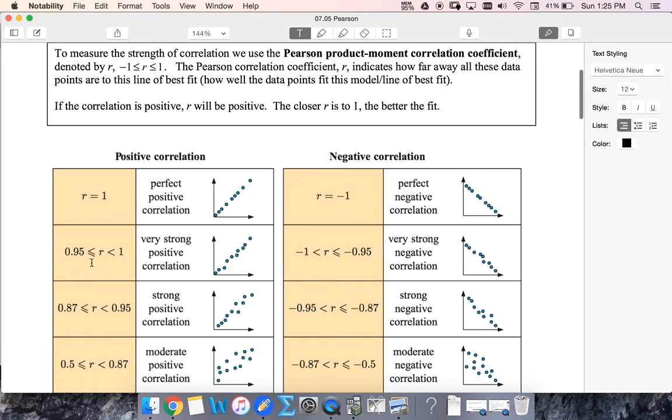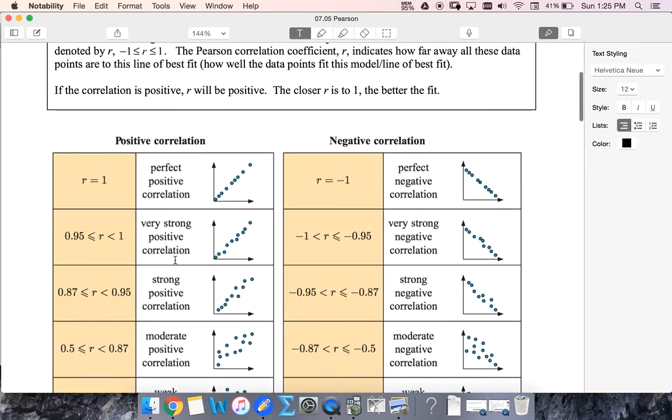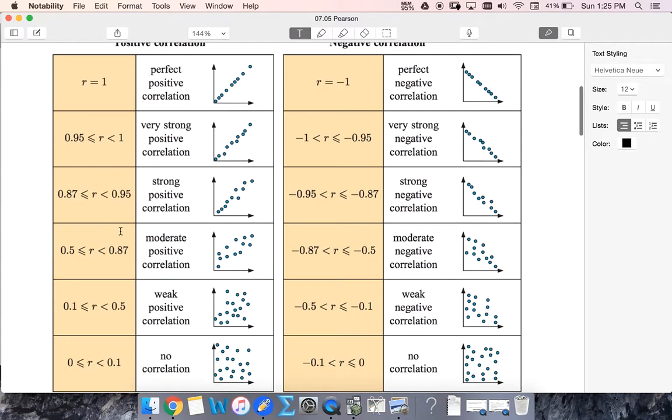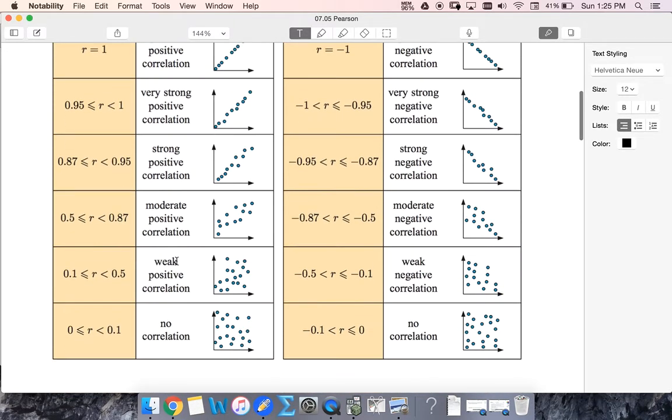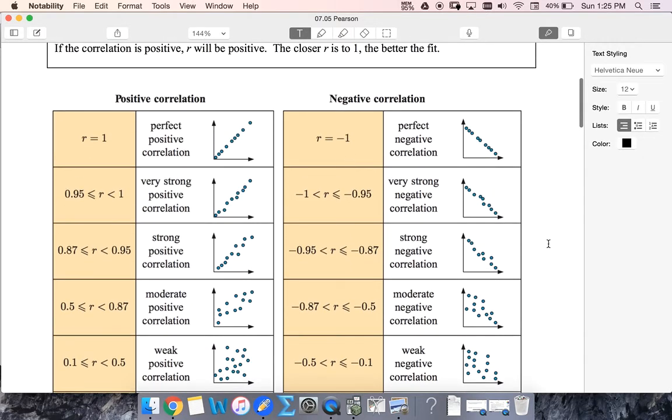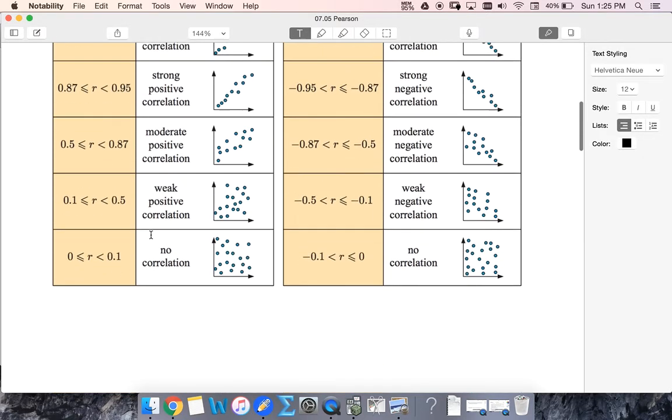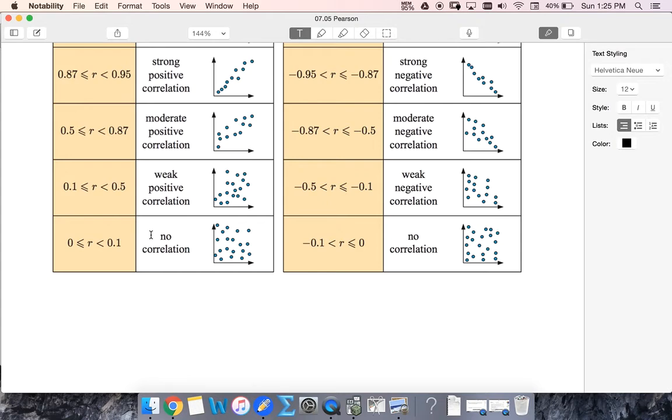Values between 0.95 and 1, very strong. And you can see so forth. So when we have weak or barely there coefficients, then it's really close to 0. And if we're between 0 and 0.1, we say no correlation. And same with the negative side. So negative just means we have a negative correlation. Pointing up means positive correlation.